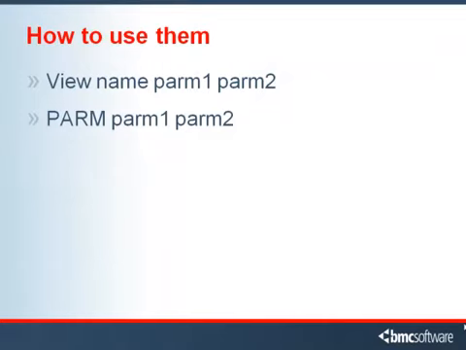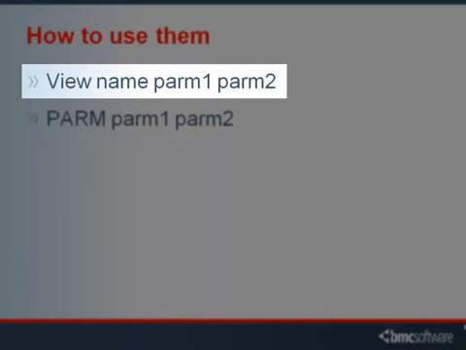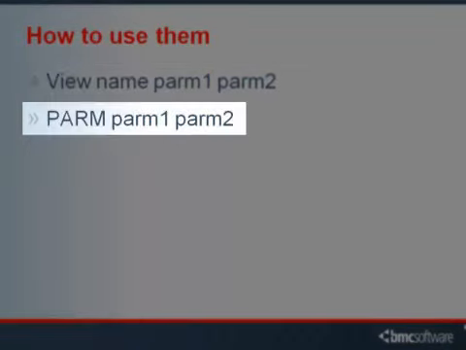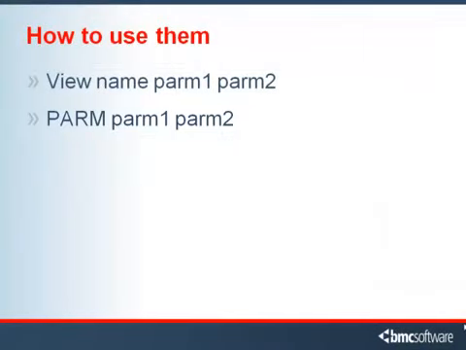If we are executing a view from the command line, we type the view name, parameter1 space parameter2, etc. If we already have executed a view that has a positional parameter, and now want to use the positional parameter to filter the data without refreshing the metrics already gathered, we can type on the command line parm space parameter1 space parameter2, etc. We will show examples of using these commands.